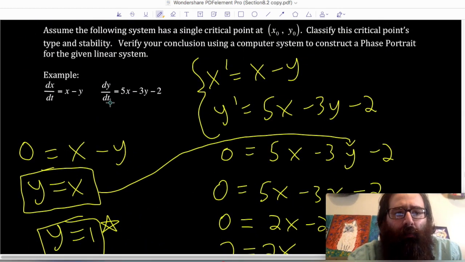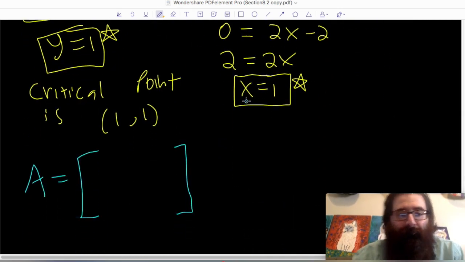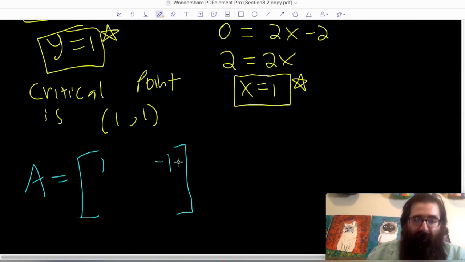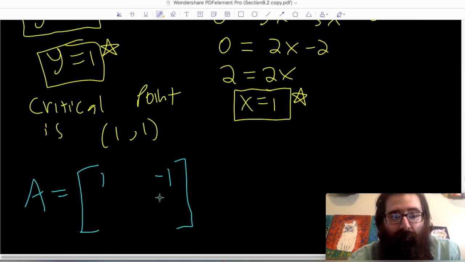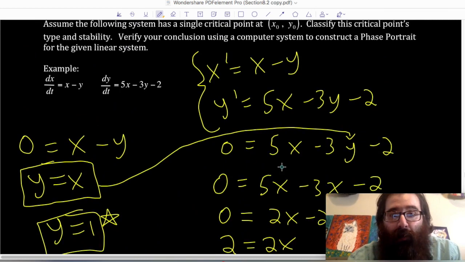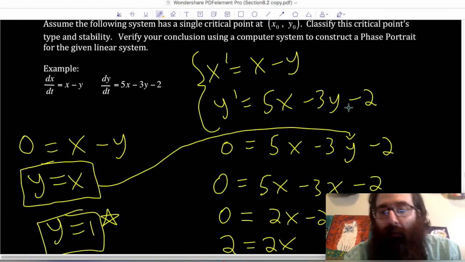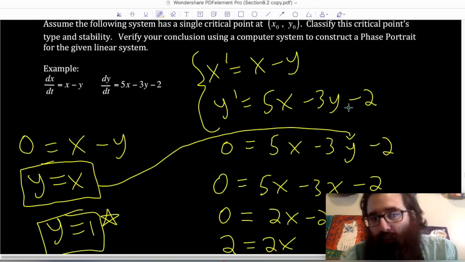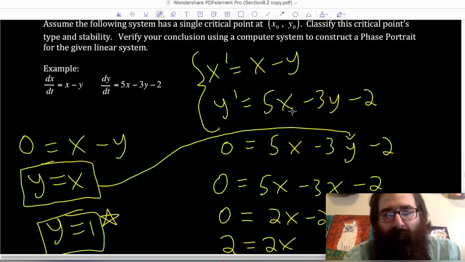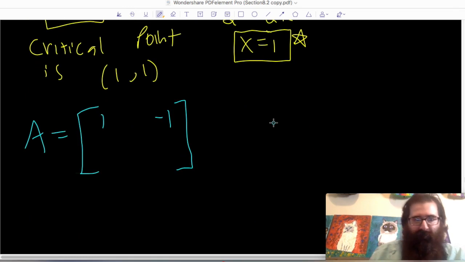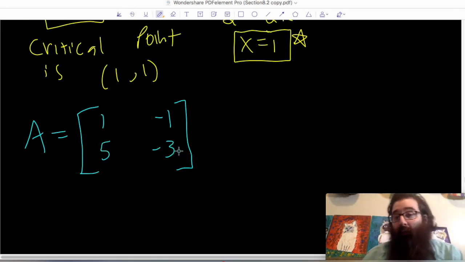So for that top row, the coefficients on x prime, it's 1x minus 1y. So we write the 1 and the -1. The second row is going to come from y prime and the coefficients. I don't even look at this -2. Well, I look at it. I don't want to be rude, so I say hi to it, but I don't ever really talk to it at the party, right? The rest of this stuff is what we're interested in. 5x minus 3y. So write the 5, minus 3y. We got our coefficient matrix.